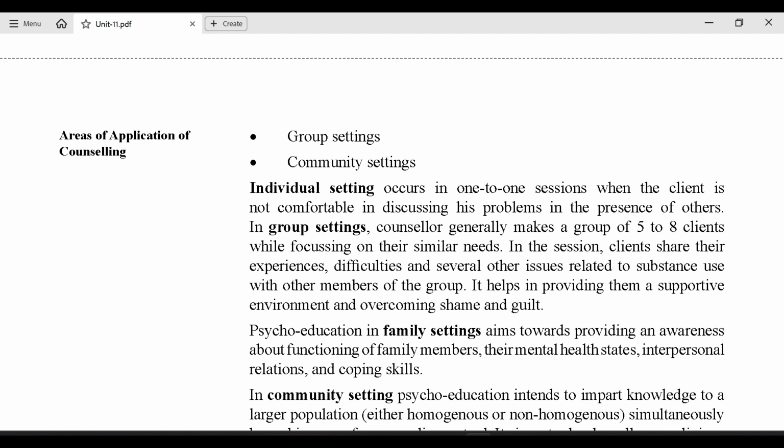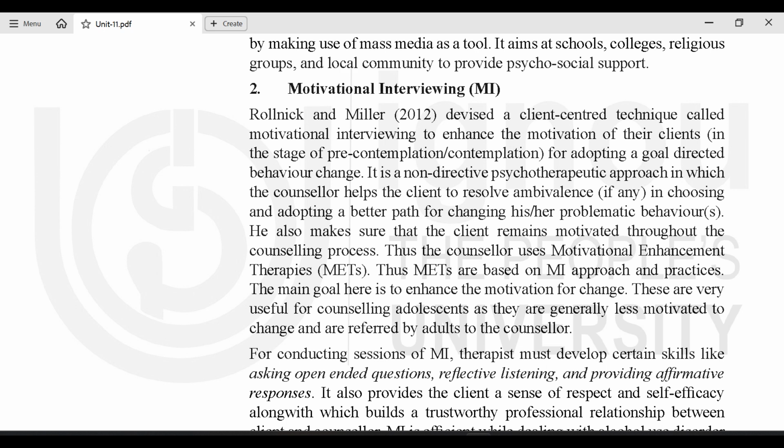Psychoeducation in family settings aims towards providing an awareness about the functioning of family members, their mental health states, interpersonal relations, and coping skills. In community settings, psychoeducation intends to impart knowledge to a larger population, either homogeneous or non-homogeneous, simultaneously by making use of mass media as a tool. It aims at schools, colleges, religious groups, and the local community to provide psychosocial support.